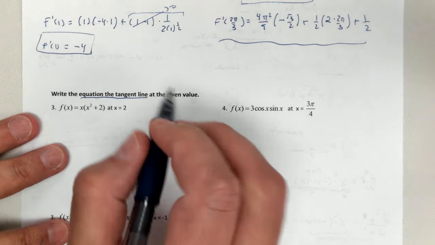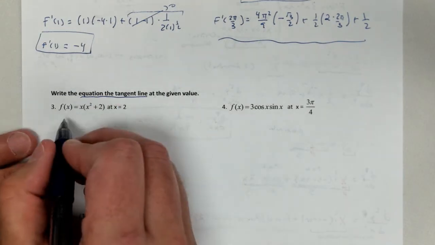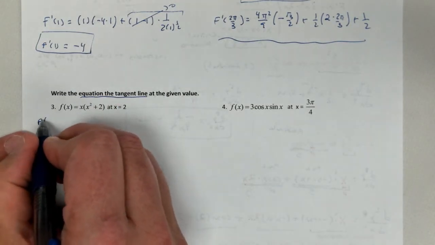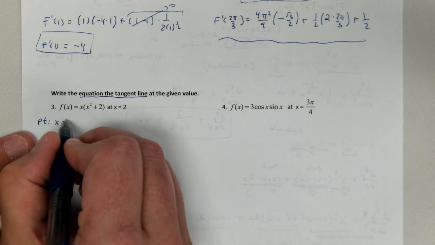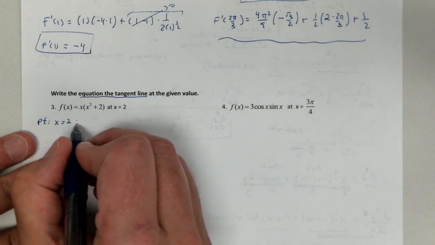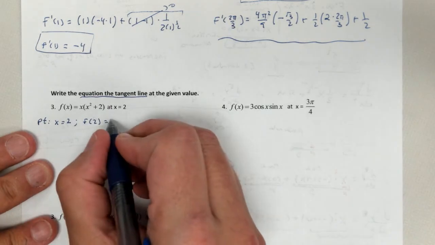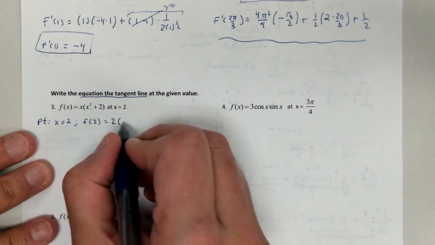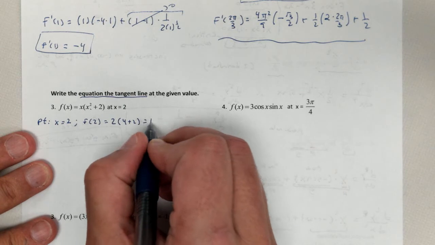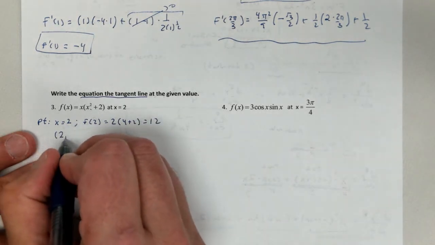Let's write the equation of a tangent line. Now remember, there are 2 things we need. The first thing we need is a point. Now this is different. Here we give you the x value. We have to find the y value. So we got to plug in the 2 here. And this becomes 2 times 4 plus 2, which is 12. So the point we have is 2, 12.